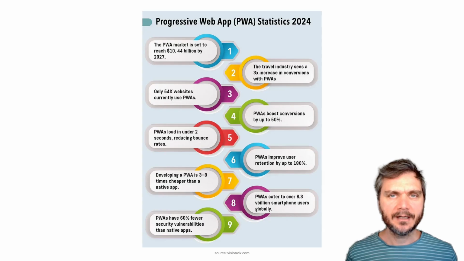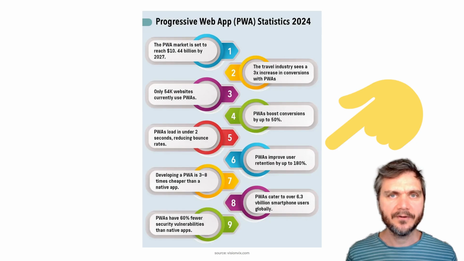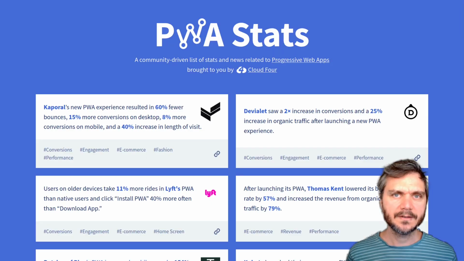One advantage of adding this install to home screen ability to your web app is that it makes it easier for users to find and open your app on the home screen. Sites like PWA Stats collect statistics backing this up.